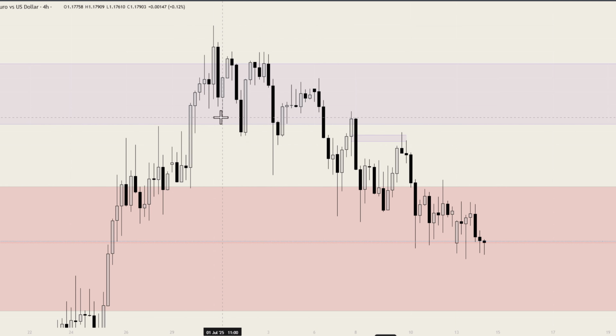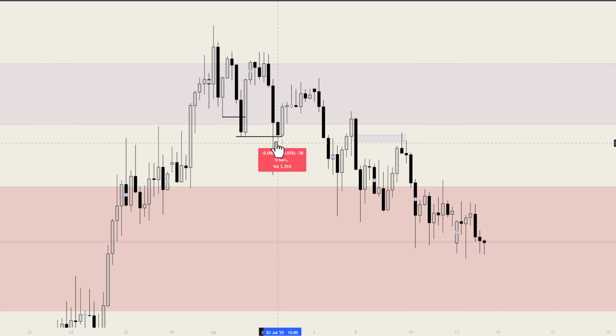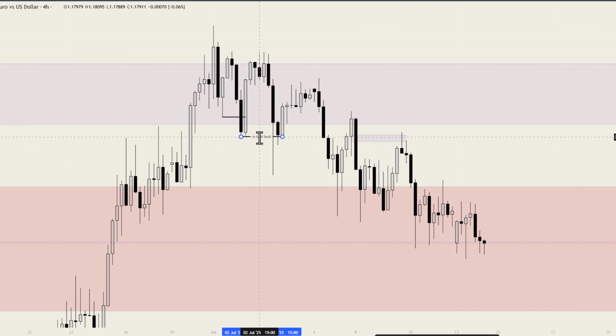And here we have one. We see price create a market structure shift, bearish, and we see another one here again, price creating a lower low. Another one here. We see price shows that we are bearish because we see price disrespecting bullish PD arrays and respecting bearish PD arrays in the form of fair value gaps and order block.